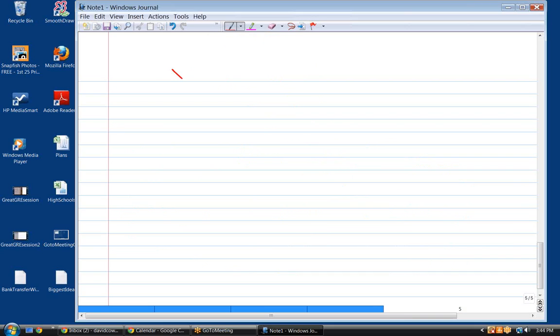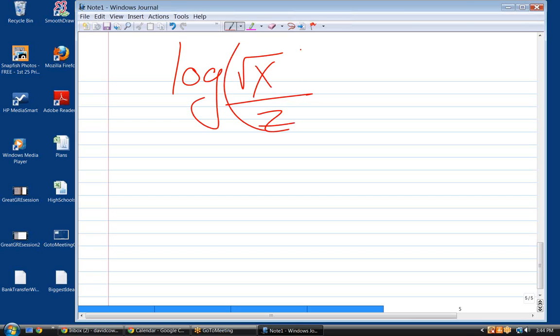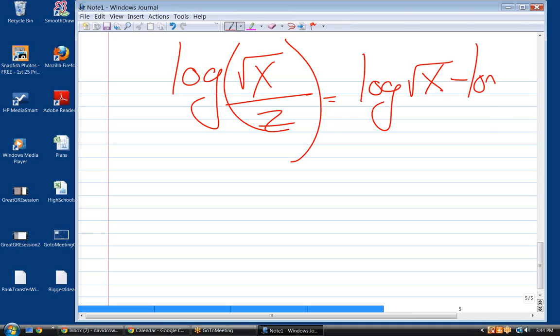The only ones that might give you problems would be something like this. Do this one for me. Would it just be log square root x minus log 2 minus log of z? That's a z. But then what does that actually mean?